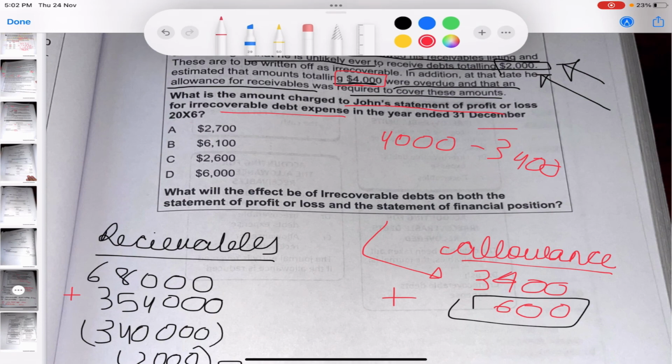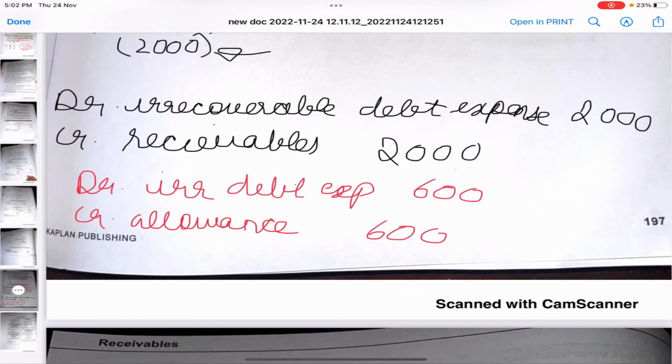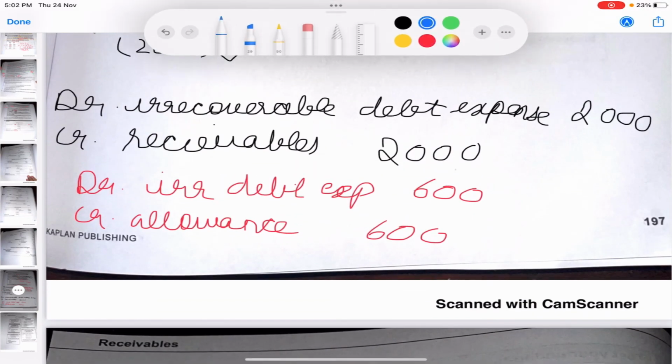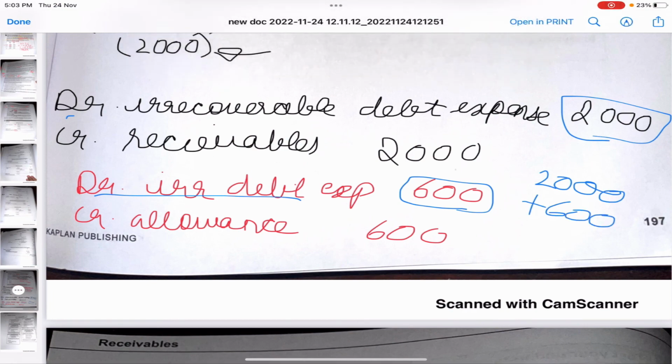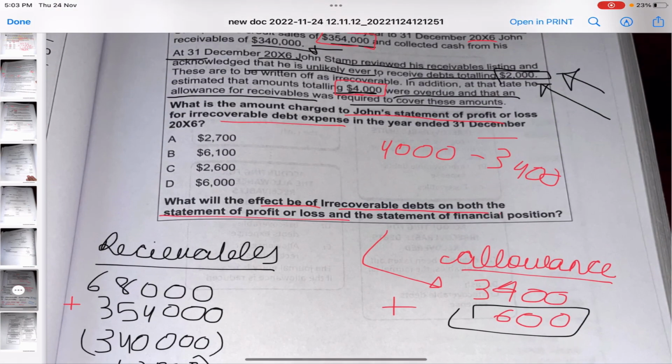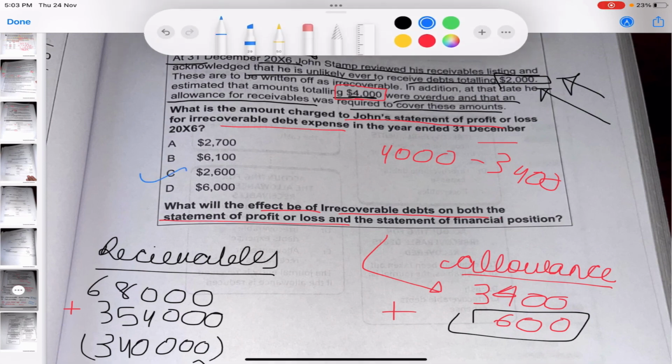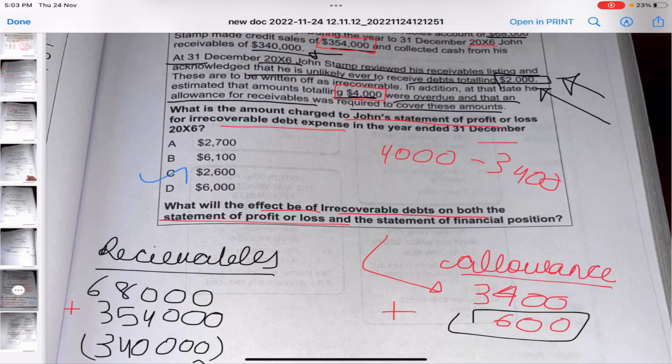Okay, what's the question? What will be the effect of irrecoverable debt on the statement of P&L? Okay, so what is the total balance on the side of irrecoverable debt? So here we have 2000 and here irrecoverable debt we have 600. So 2000 plus 600 is your answer. That is what is there in the side of irrecoverable debt expense, 2600. Let's see if it's the answer. C. Okay, let me just quickly check my answer. The answer is C. So I hope you understood.